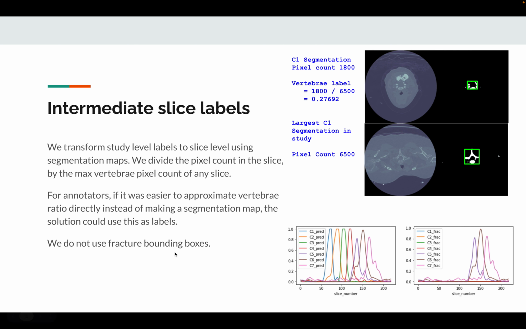We also don't use the fracture bounding boxes at all in the study. So the only thing we'd need is information like this: each slice, what ratio of each vertebrae do we see? And we could learn based on that and the higher level fracture information that we got in train.csv.